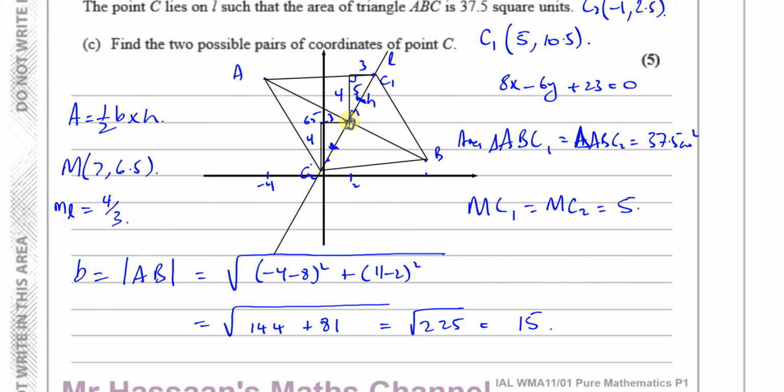If you have a circle, C1 and C2 will be points on the circle, and the circle has center M and a radius of 5, and we can work out the equation of the circle using that, and we know the equation of the line L, and we can find where the line L and the circle intersect. But again, as I said, that's outside of the scope of this P1 syllabus, so I won't go through that now.